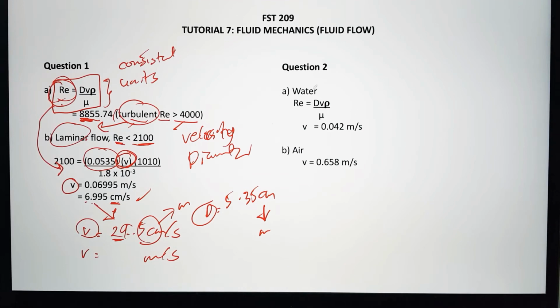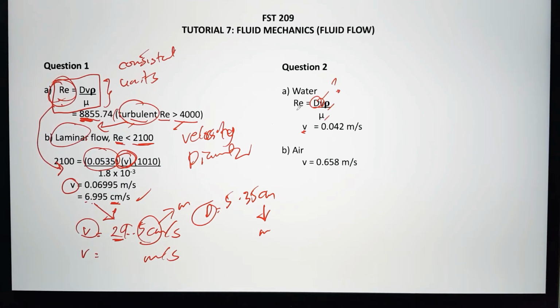Alright, so what you are going to do is calculate the velocity. This one, you just simply plug in the values, whereby you have been given the diameter. The velocity is the unknown; this is what you need to calculate. The rho has been given, the mu has been given.